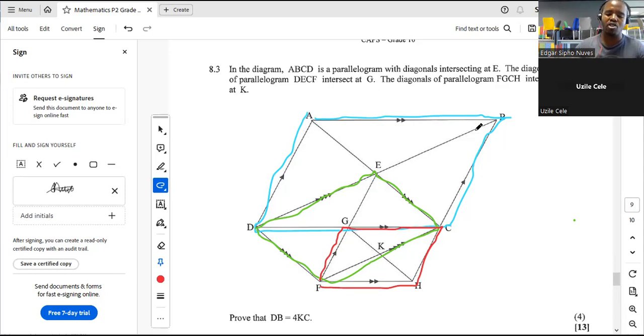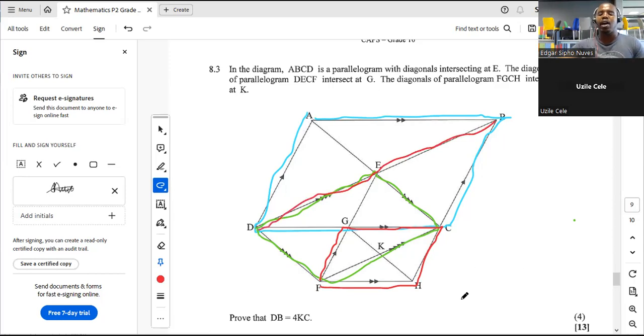So in this case, they're asking you to prove that DB is equal to 4KC. If you think backwards, you start where you ended. So where is our ending point? Our ending point is DB. So let's go to DB and look at it. There's our diagonal DB. Do you see that?